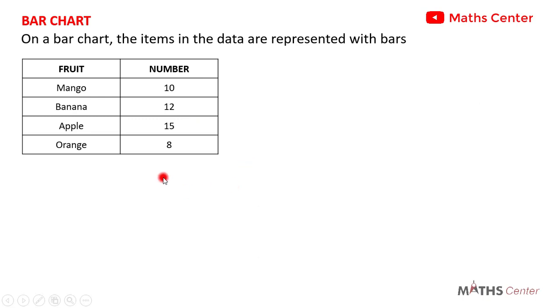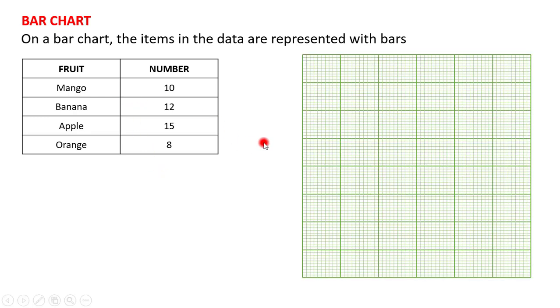Let's find out. In an examination, usually when you are asked to draw a bar chart, you'll be required to do so on a graph sheet. So we are going to draw this bar chart on a graph sheet. We have the graph sheet here. Since we are going to use a graph sheet, it means that we will have to choose a scale for the graph sheet.